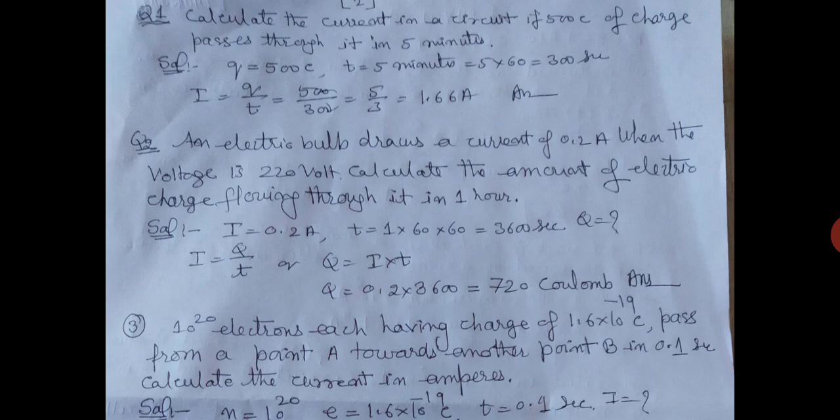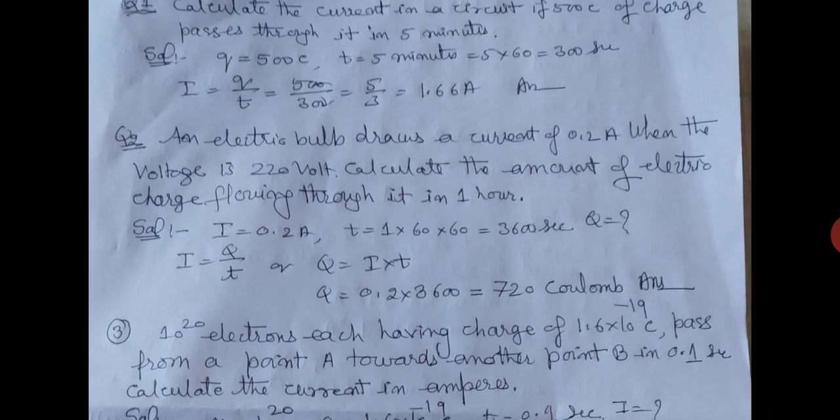Question number 2. An electric bulb draws a current of 0.2 ampere when the voltage is 220 volt. Calculate the amount of electric charge flowing through it in 1 hour. Here I is given to you, time is given to you. You have to find out the charge. Formula is I is equal to Q by t. Now you can easily solve, you will get the answer.